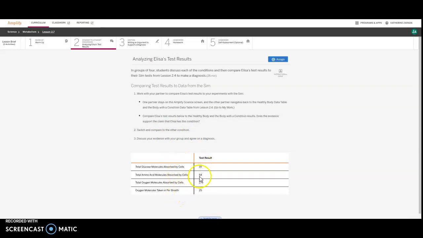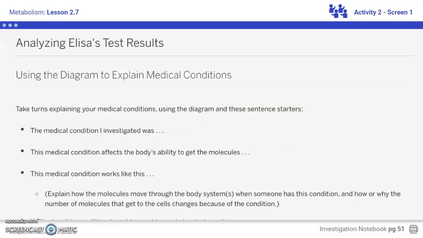So you're going to compare each one of these conditions and discuss your evidence when you agree upon a diagnosis of what's going on. Now remember, you should be grouped up with somebody at your table that is working on the same lesson so you guys can talk about the results.